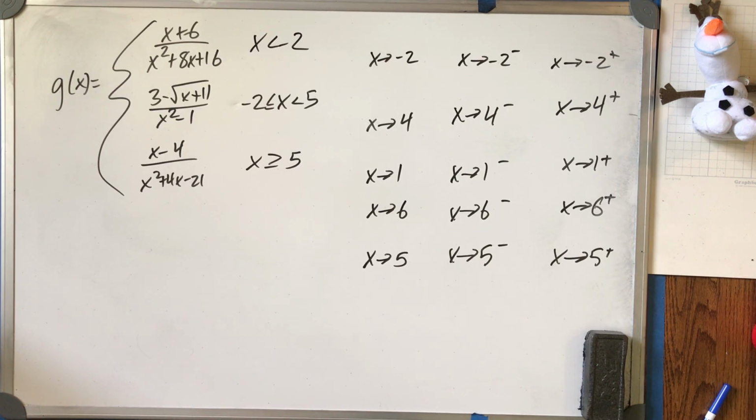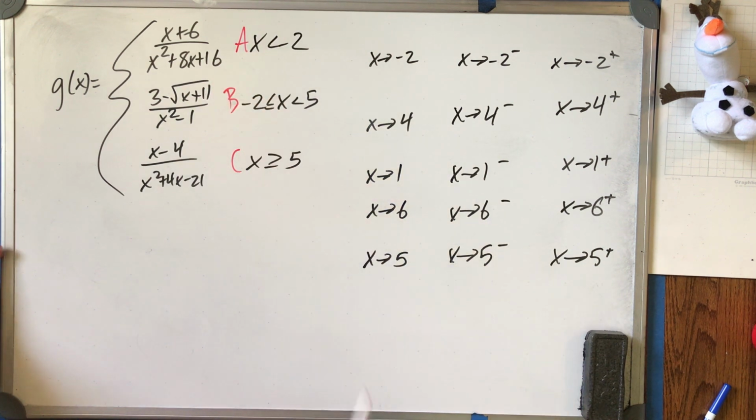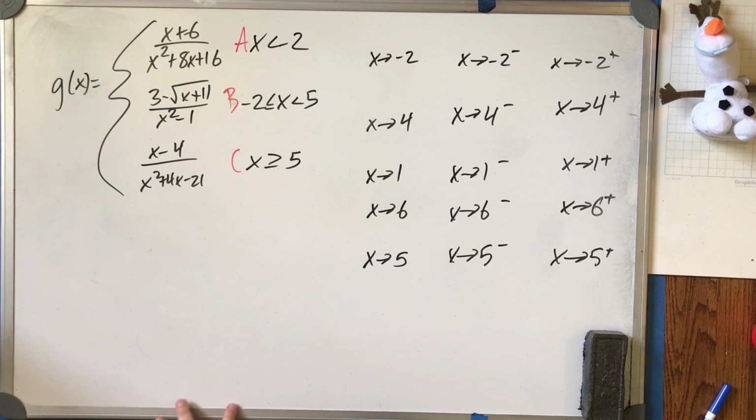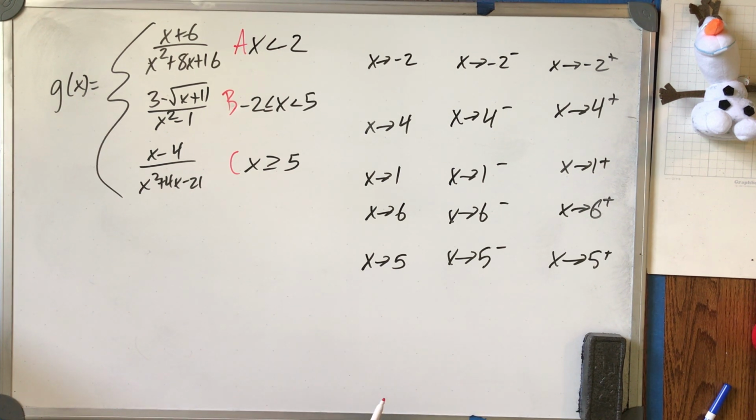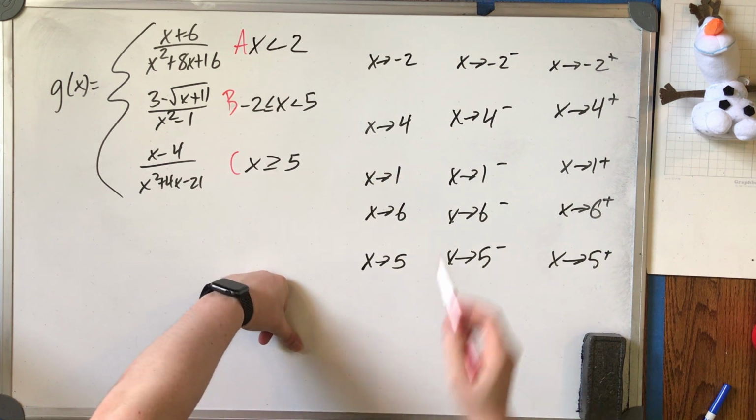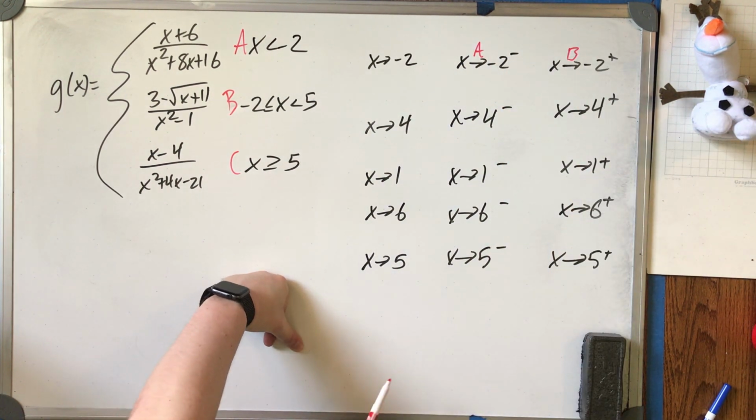Okay, this big piecewise one. So what makes these hard is that they just pretty much combine everything into one giant question. So I'm going to start off with labeling each one of these intervals as A, B, and C, and then come over here and look to see which one these things fall in. So when I look at x approaching -2, from the left it's in A, and from the right it's in B. So I'm going to come over here and just put a little A and a little B right there.